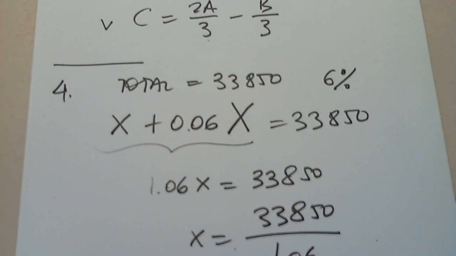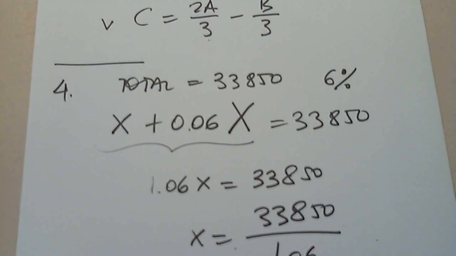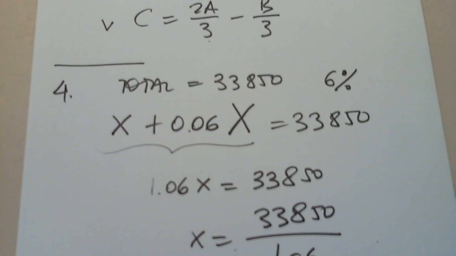So 33,850 divided by 1.06, and we got 31,933.96. Any questions on this problem?